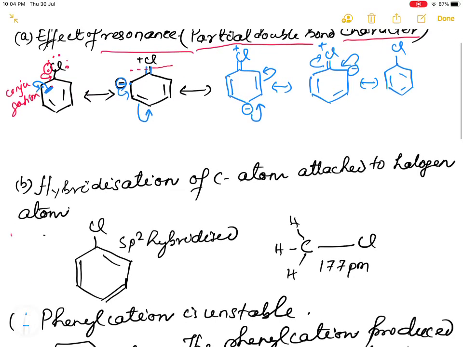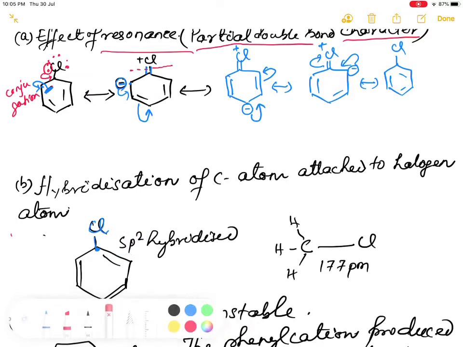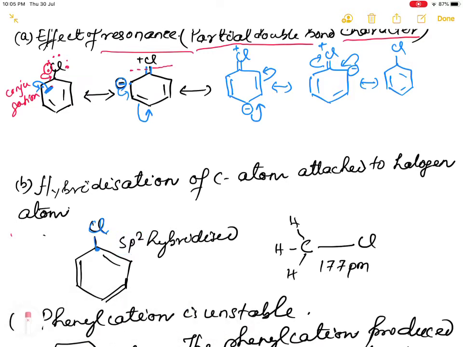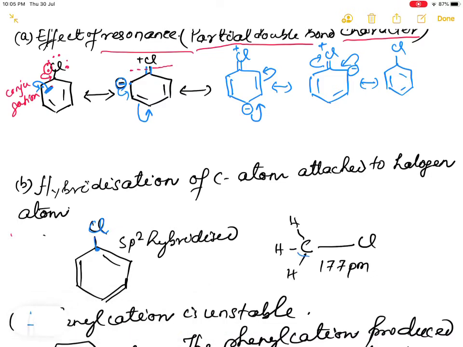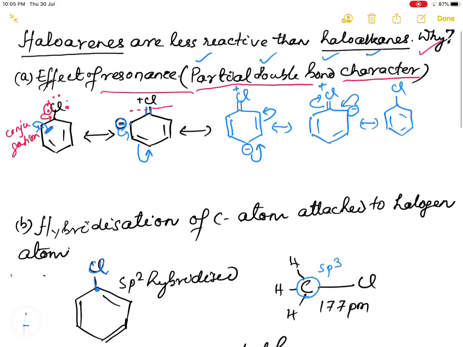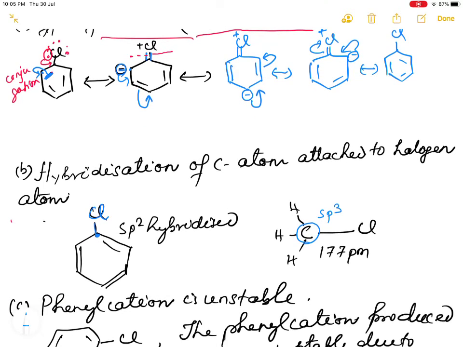Next point, hybridization of the carbon atom attached to the halogen atom. You see, this is the chlorine atom attached to a carbon. This carbon is sp2 hybridized. In this case, this carbon is sp3 hybridized. This is methyl chloride. This is a haloalkane, and the carbon is sp3 hybridized.